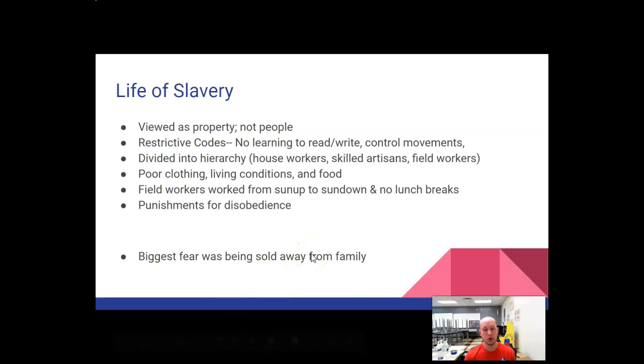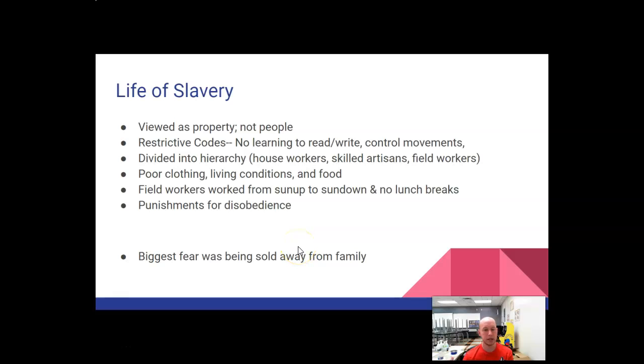Now I'm going to go through the life of slavery, just a few things that I noted from our book. The biggest thing that I can say is slaves were viewed as property and not people. That's really an unfortunate situation, but slave owners really viewed African American slaves as property. They could buy, they could sell, they could do whatever they felt like was right because they felt like they owned them. That was how slavery was set up: they just viewed them as property and not people, and they were free to do whatever they pleased.